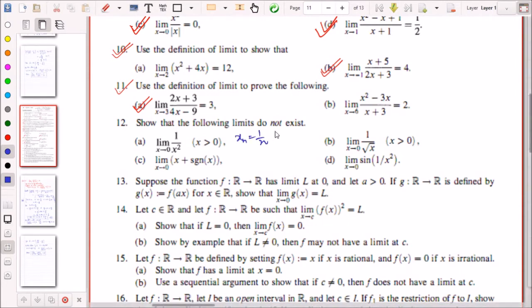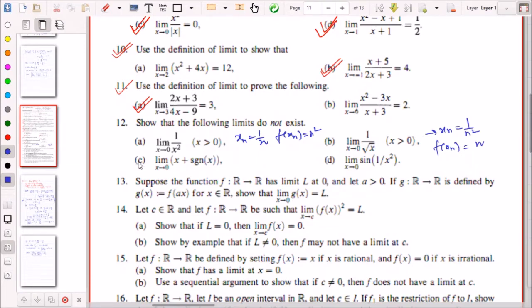You can take xn equal to 1 by n, so you will get f of xn equal to n square, which is unbounded. So f of xn does not converge, so by divergence criteria of limit you can show that the limit does not exist. Similarly, in this case you will take xn equal to 1 by n square, then you will get f of xn equal to n, which is again unbounded. So by using divergence criteria, the limit does not exist.